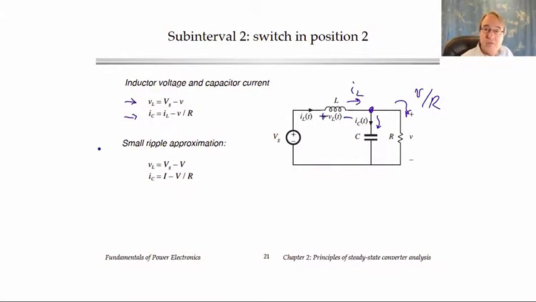We again make the small ripple approximation. So V of t can be replaced by its DC component, capital V. And also we have an inductor current term here. We're going to make the small ripple approximation on it and replace the inductor current IL of t with its DC component, capital I, or capital IL. On this slide, it's called capital I.